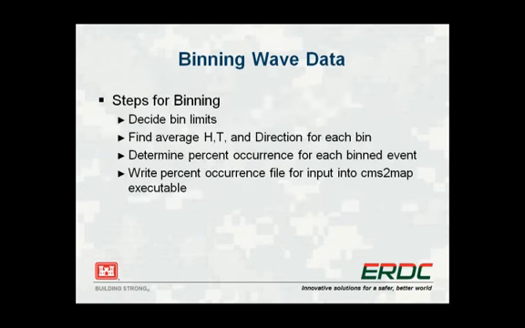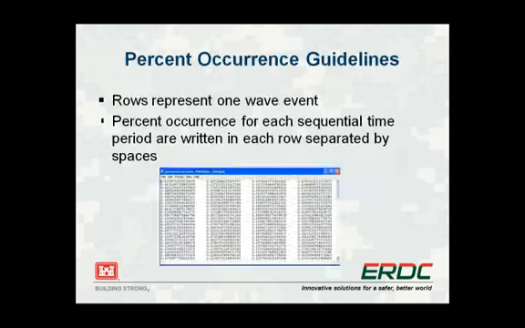So how to do that? First of all, you have to decide the bin limits. Then you find the average height, period, and direction for each bin, and determine the percent occurrence out of all your events for each bin event. Then write the percent occurrence file for input into the CMS Map executable. And this is an example of a percent occurrence file.